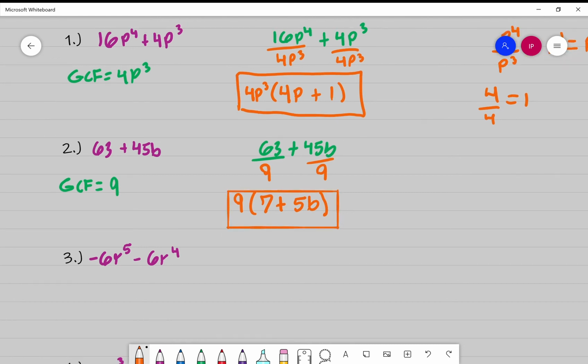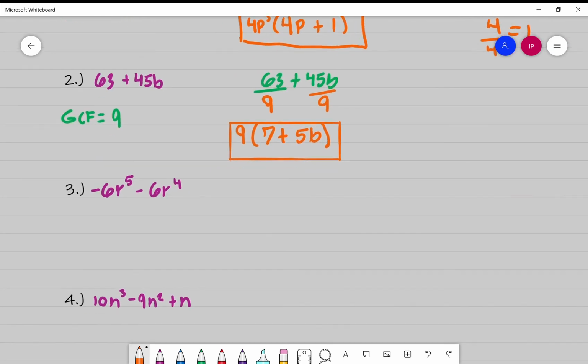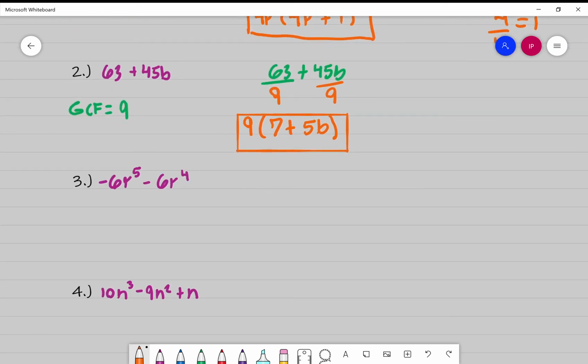Alright. Let's see if we could do two more real quick. Negative 6r to the 5th minus 6r to the 4th. Alright.